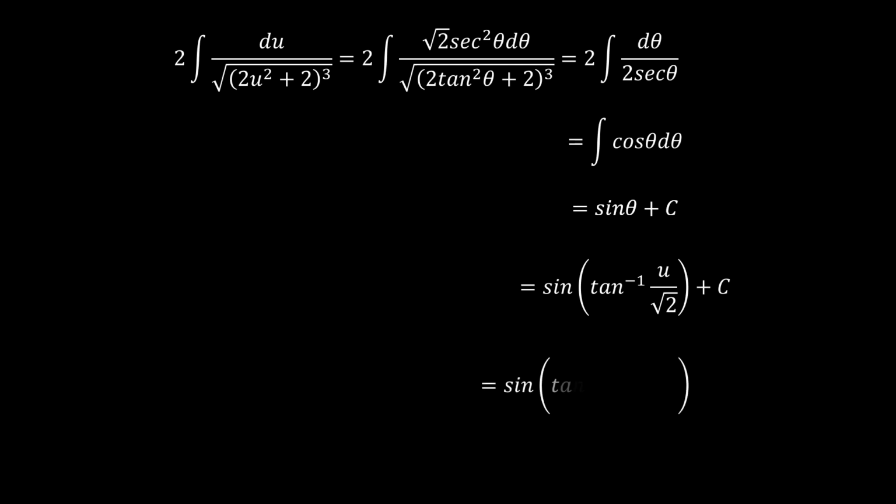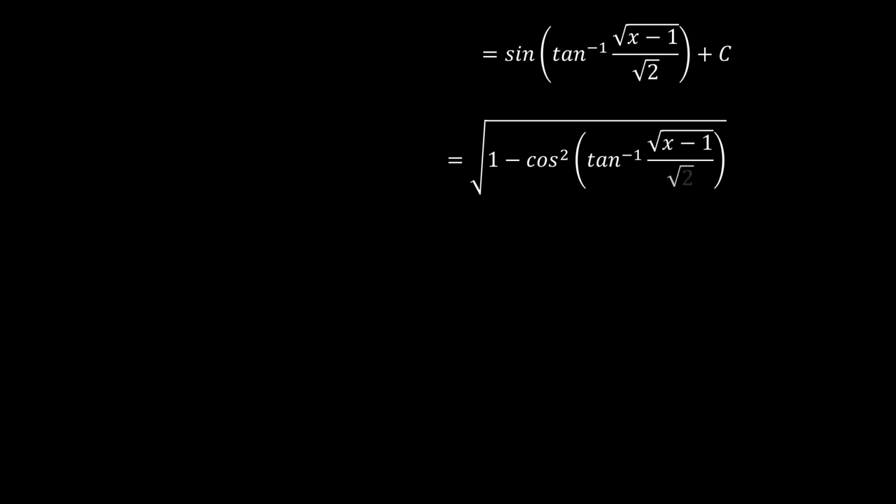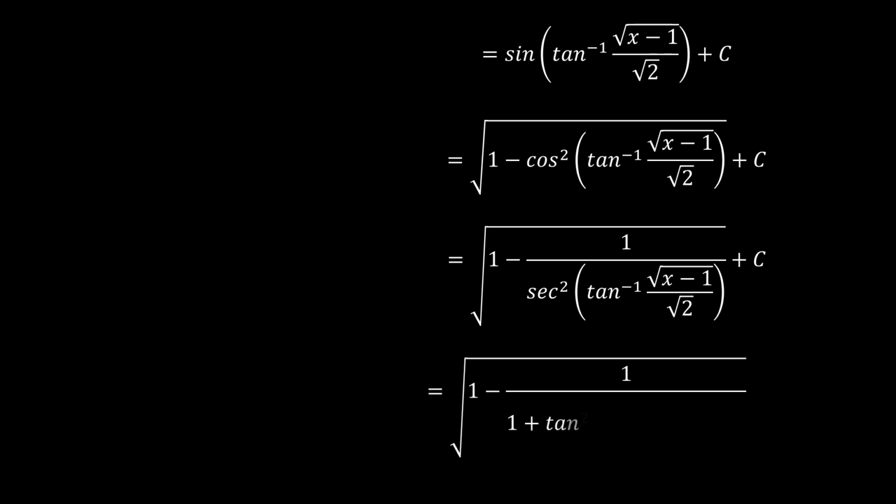We can also replace u with x, which is the square root of x minus 1, so it's the sine of the arctangent of root of x minus 1 over root 2, and then further manipulation means that sine theta can be expressed as the square root of 1 minus cos squared theta, and in there we can now express cos squared as 1 over sec squared, that is obviously the reciprocal, and then expressing sec squared as the identity of 1 plus tan squared, and so this entire value now pops out nicely.